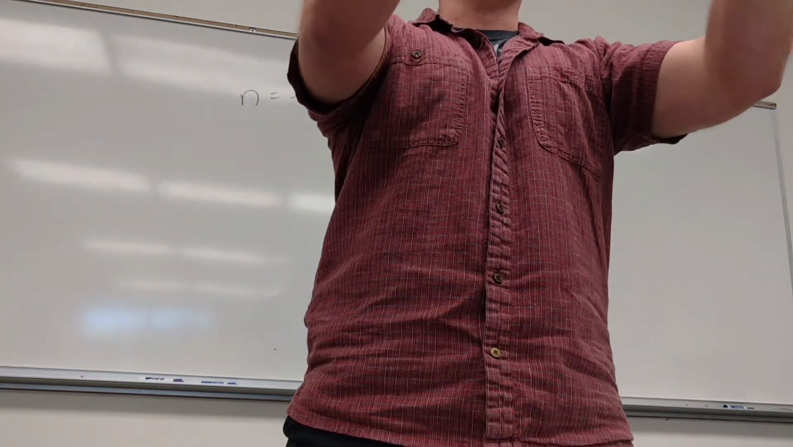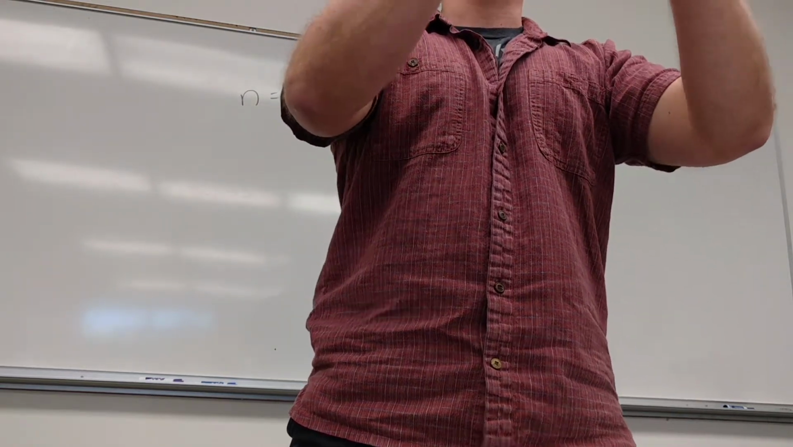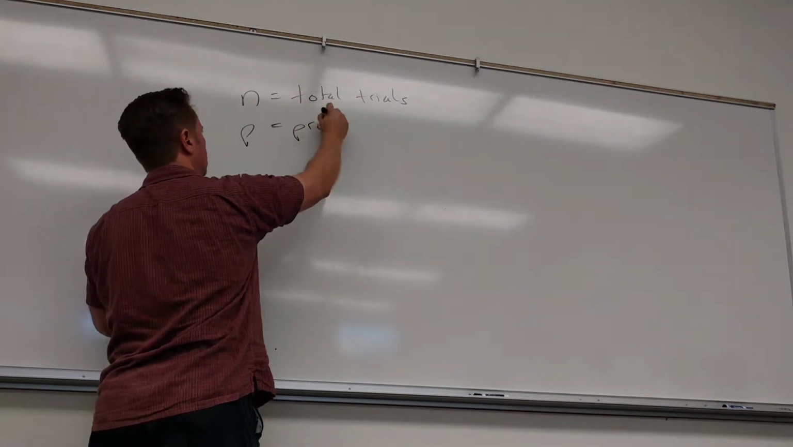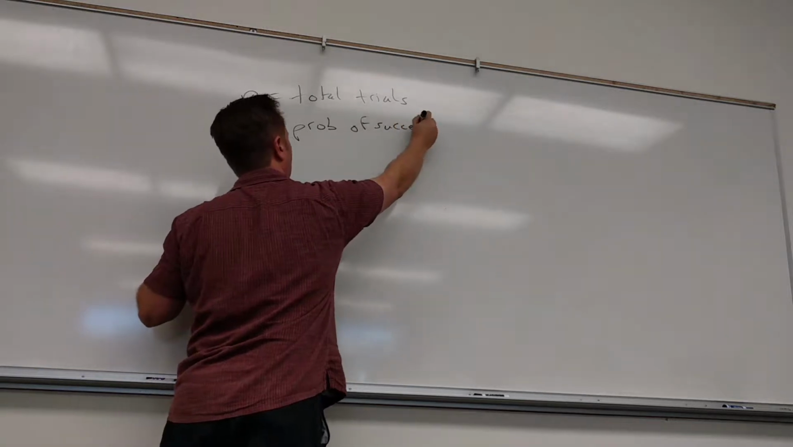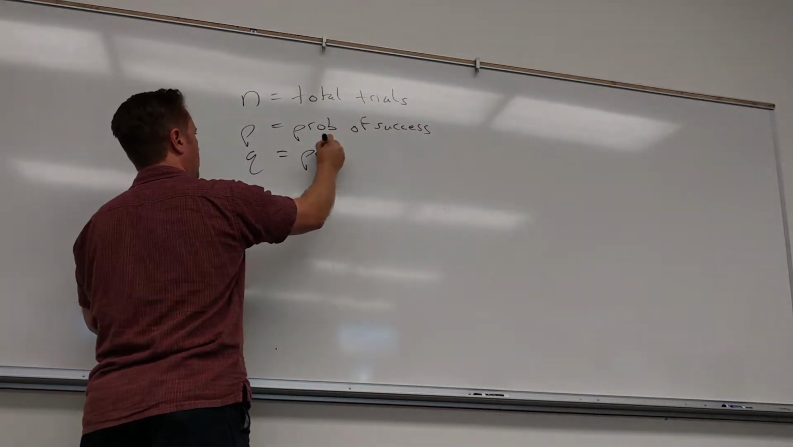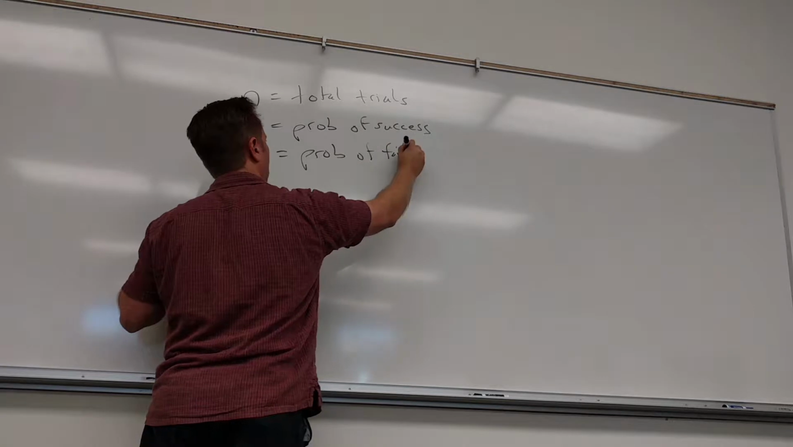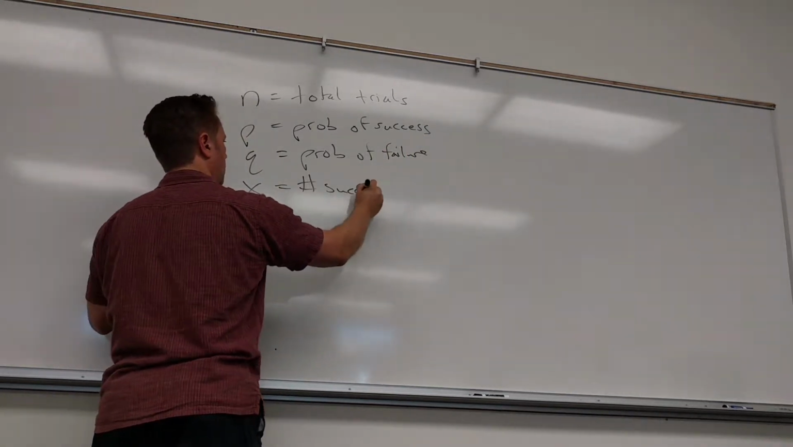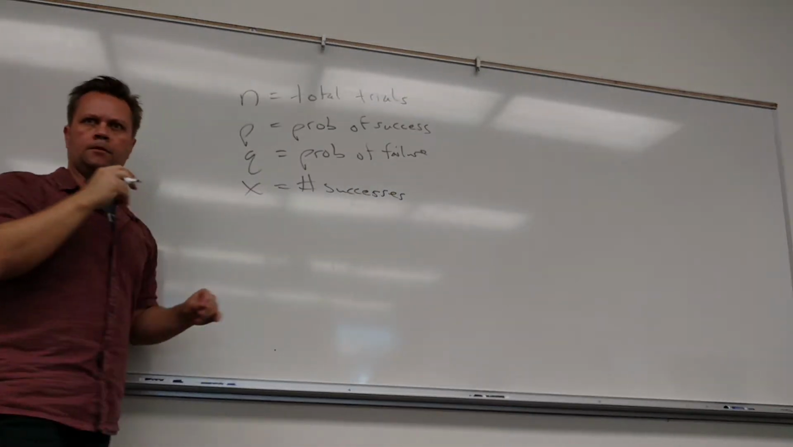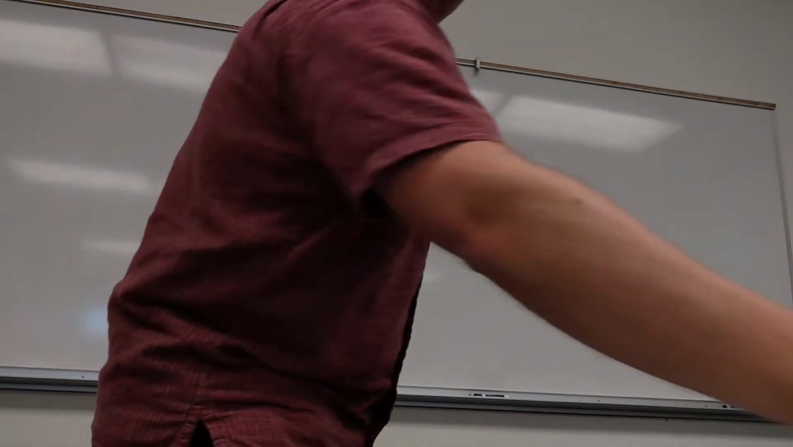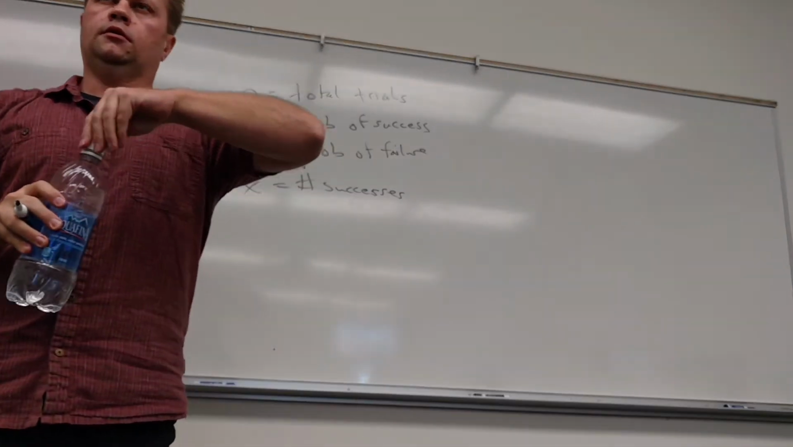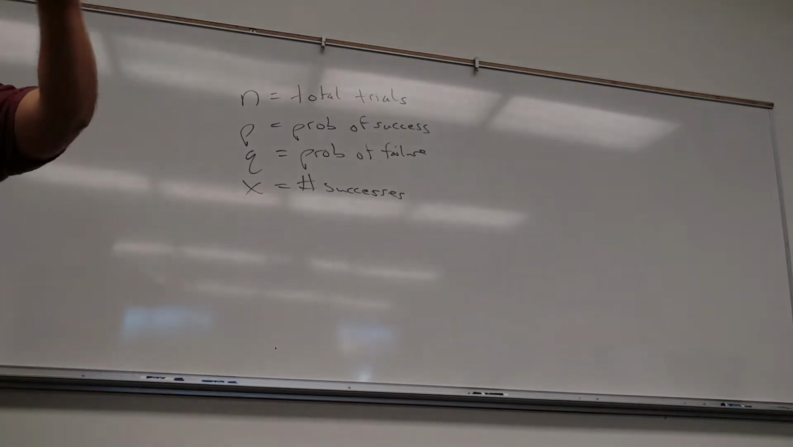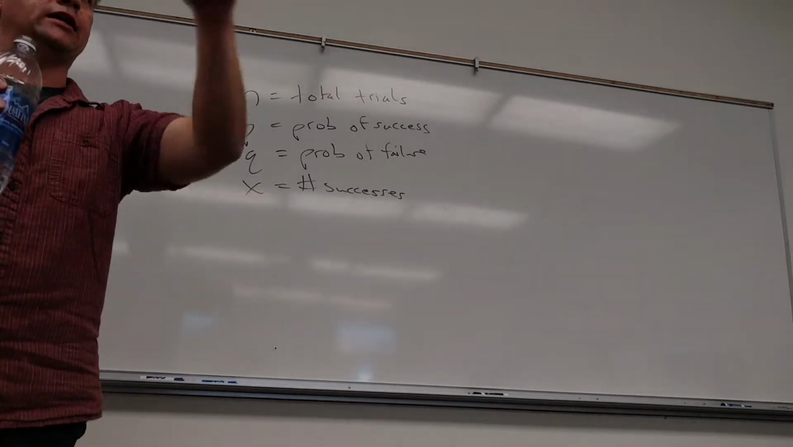Because what's got to be true about P and Q? Who remembers? So N is the total trials. P is the probability of success. Q is the probability of failure. X is the number of successes. Cool. So what's got to be true about P and Q? They're opposites, so they have to add to be 1.